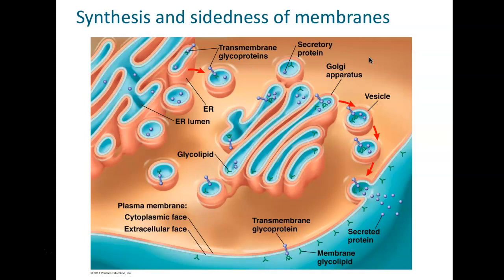Honestly, I would just skip this part. Yeah, we're just going to skip this part. Synthesis and sidedness, I'm going to address it during the Zoom call, so let's just skip this for now. Honestly, it's just the ER creates vesicles that fuse with the Golgi, and then the Golgi creates vesicles that fuse with the membrane, and then the membrane releases content.